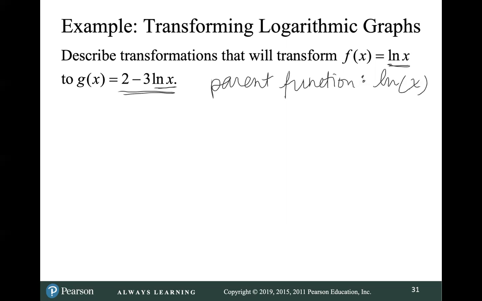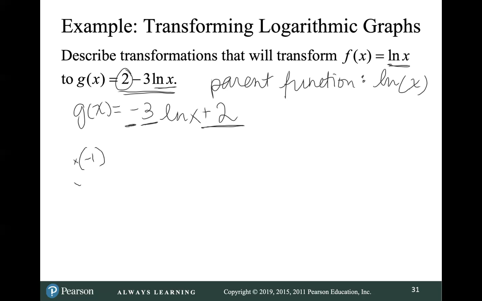Now, I have a 2 here that doesn't have an x. The way that we're used to seeing this is the plus 2 after the function. So let's rewrite this: g of x equals -3 times the natural log of x plus 2. I see the plus 2. I also see a multiplication by a negative and a 3. So multiplying by -1, multiplying by 3, and adding 2.